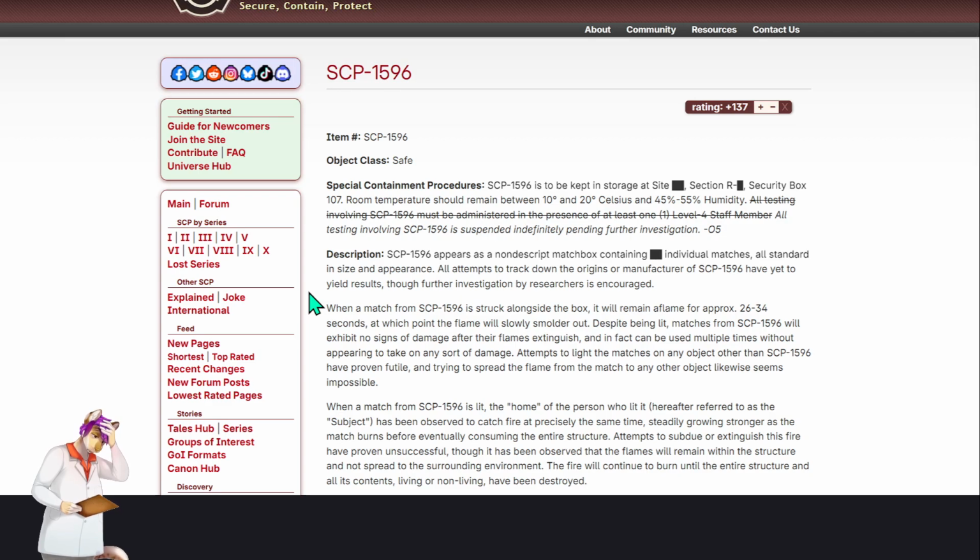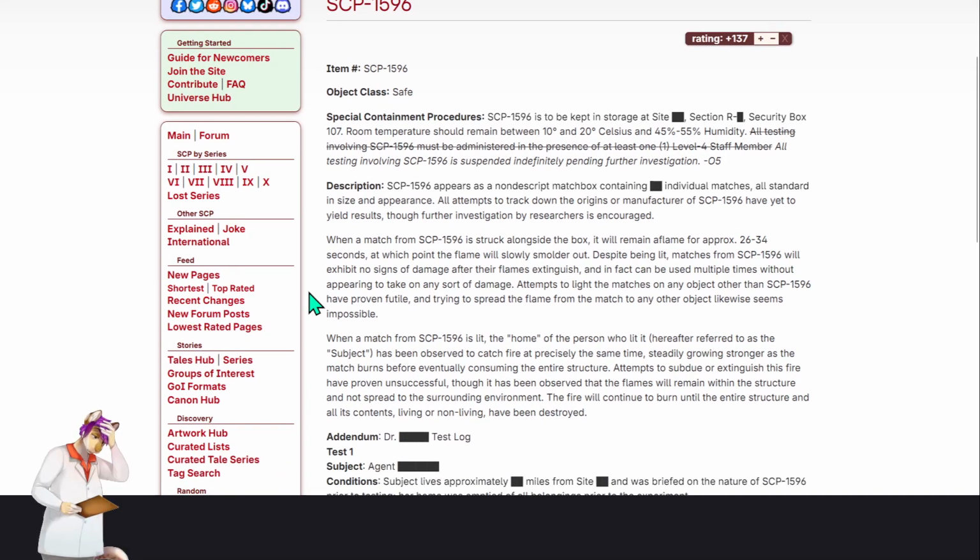SCP-1596 is to be kept at storage sites somewhere, section R something, and security box 107. Room temperature should remain between 10 and 20 degrees Celsius and 45 to 55% humidity. It used to say all testing involving SCP-1596 must be administered in the presence of at least one level 4 staff member. Now it says all testing is suspended indefinitely pending further investigation by O5. So I guess this is one of those safe ones that's terrifying as long as you don't touch it. Well, it's safe as long as you don't touch it, but it's terrifying if you do.